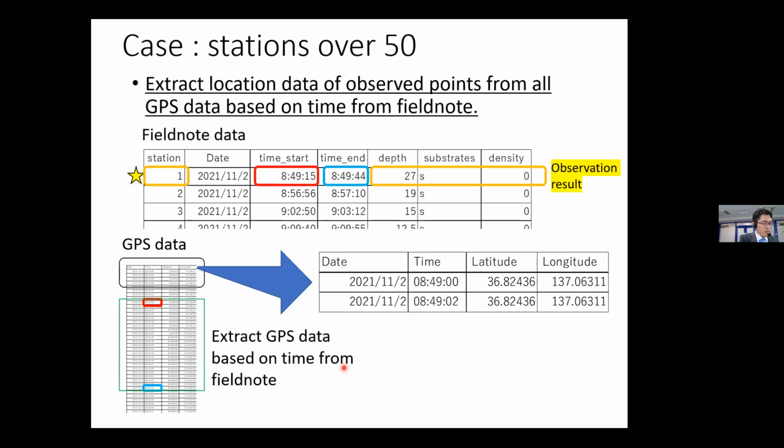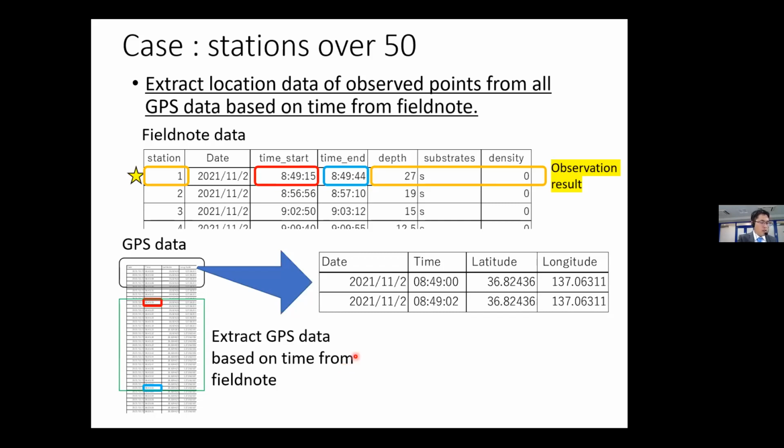I believe that this method is better for more than 550 points. If you want to use Seagrass Mapper, this method will be suitable for you because it is recommended to survey more than 60 points when analyzing a single satellite image. My idea is to use the field note time information to extract location data of observed points from all GPS data based on the time from the field note.